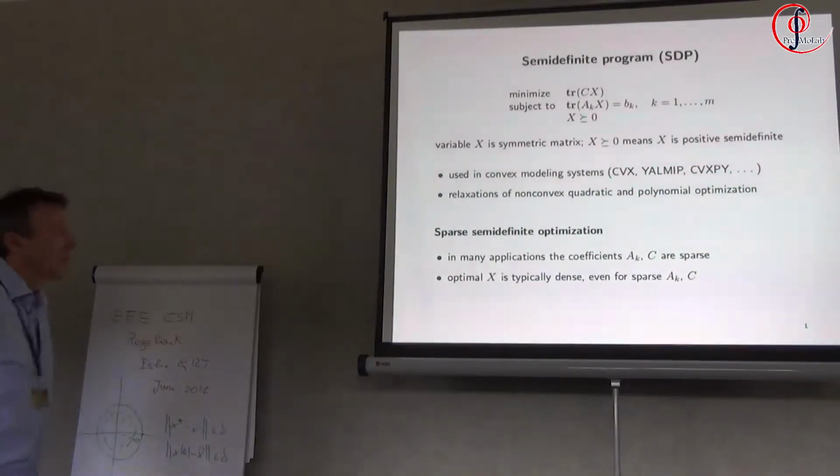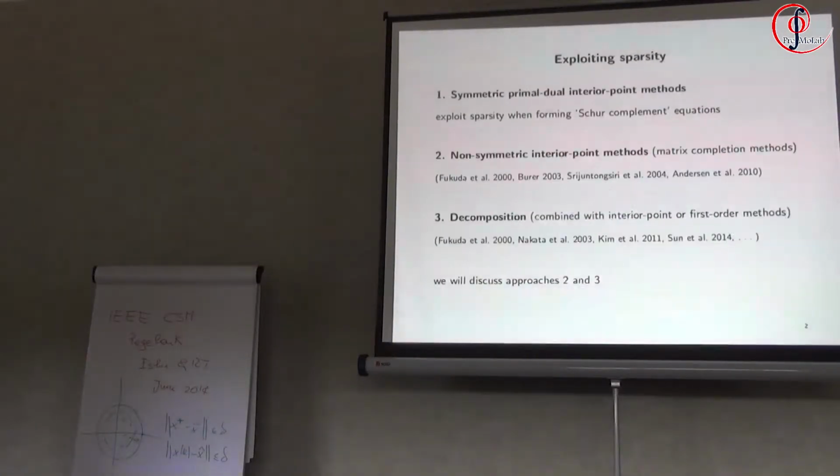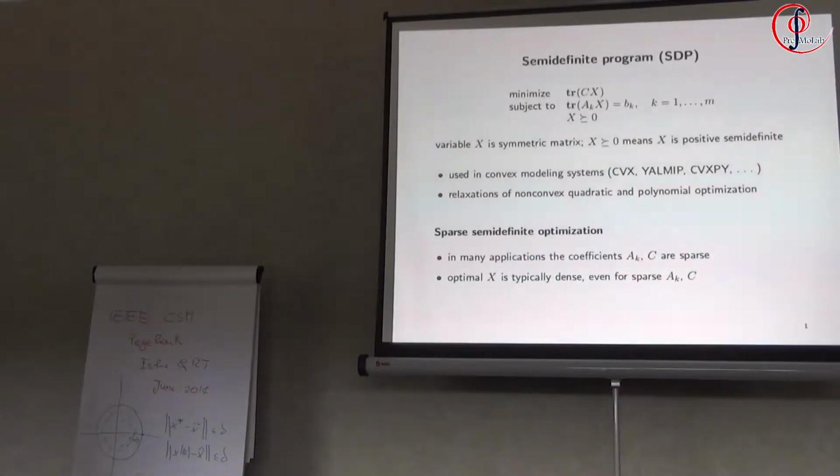Second, a large class of problems is relaxations of quadratic optimization problems and polynomial optimization problems. If you take the Lagrange dual of a general quadratic optimization problem with a quadratic objective and quadratic constraints, then you get an SDP, even if the original problem is not convex. So it can be used to compute or solve relaxations of non-convex quadratic problems and also polynomial problems.